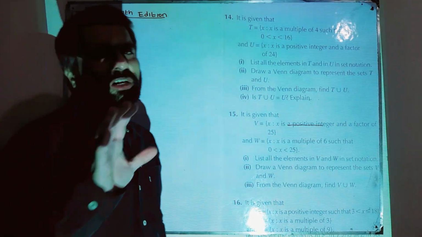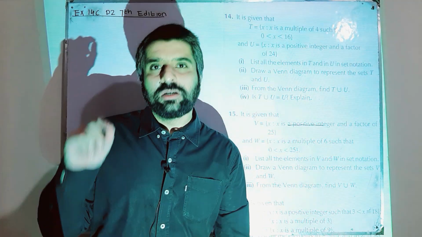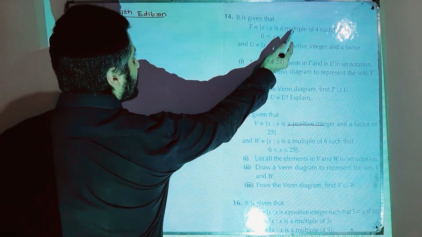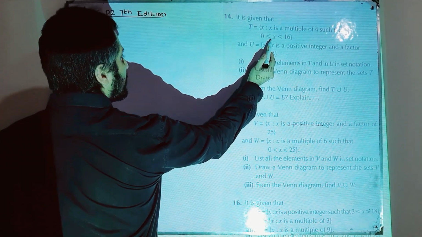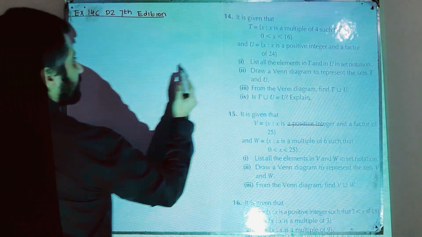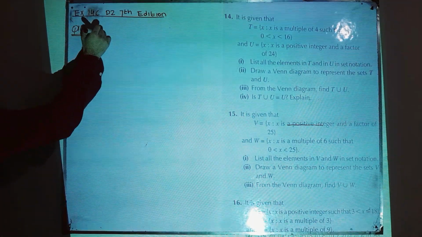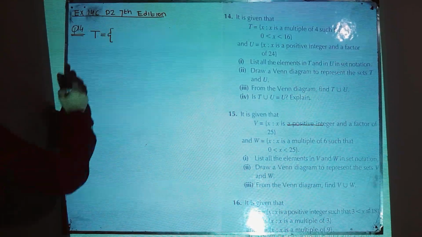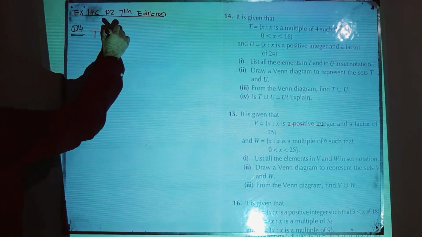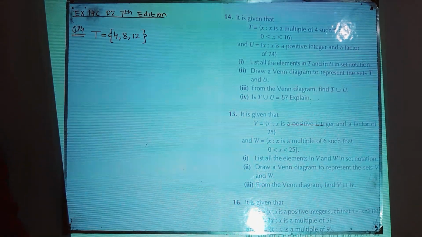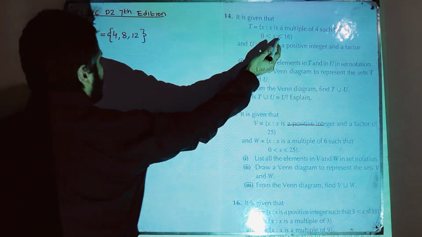So we are starting from question number 14 of exercise 14C, 7th edition, that is sets and Venn diagram. Question number 14 is, it is given that we have got a set T where its elements are multiples of 4 such that x is between 0 and 16. So set T, multiples of 4 between 0 and 16, that will be 4, 8, 12. We are not counting 16 over here because 16 is not part of this.